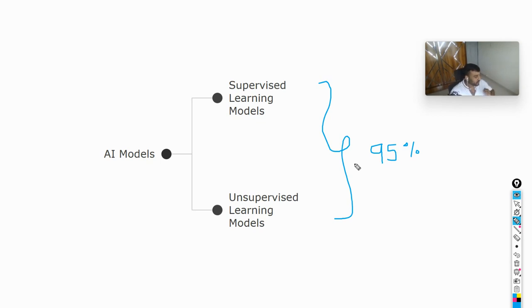But remember, there are other types of AI models also. But for this lecture, let's focus only on these two types. First type is called supervised learning model. Second type is called unsupervised learning model. What is the difference between the two?